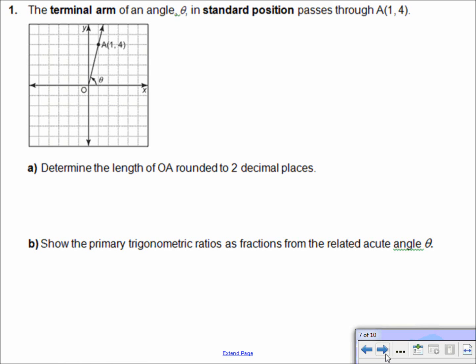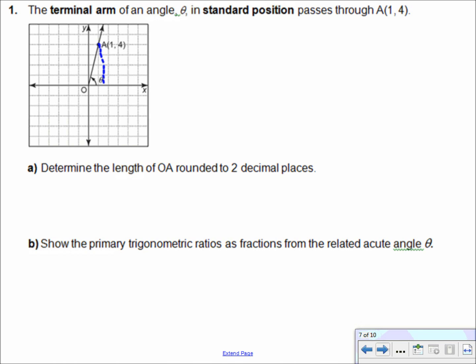Example: the terminal arm of angle theta in standard position passes through point A, and the point is at (1, 4). Determine the length of OA, that's just the name of the line, to 2 decimal places.